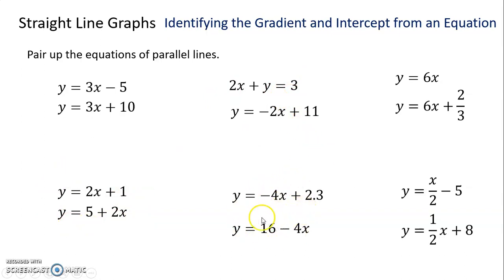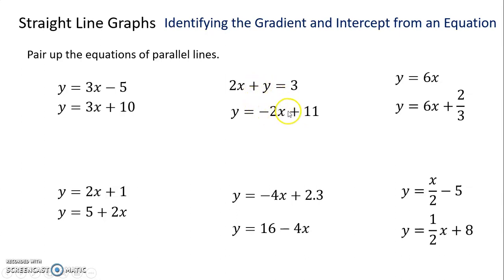This one here, again, they are in a different order, but they've both got a gradient of -4, so these two are parallel. This one, we have an intercept of 0 in the top one, but they both have a gradient of 6, so they're parallel. And I tried to catch you out here, but hopefully you realise that x divided by 2 is a half of x, so these two are the same. They both have a gradient of a half.